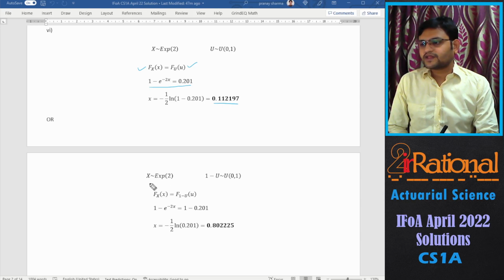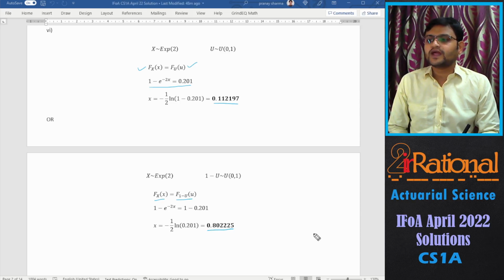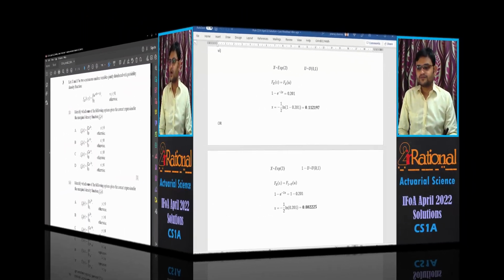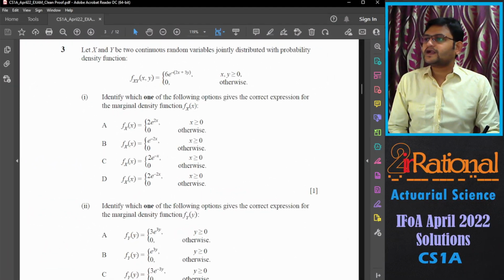Or you can say that your F of x is equal to F of 1 minus u, and you will get the answer as 0.802225. Both of these answers will be accepted. Let's go to the next question. Question number 3. Let X and Y be two continuous random variables jointly distributed with the probability density function.